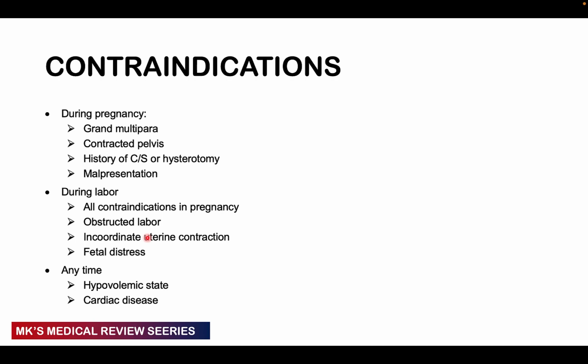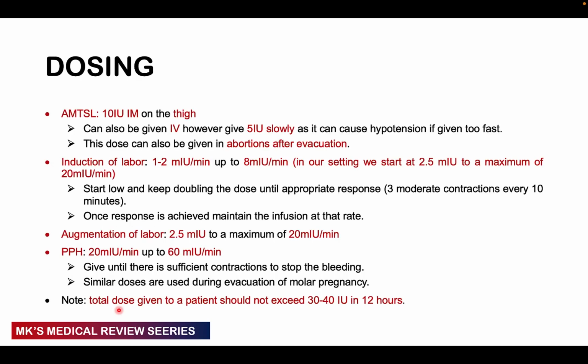You could have presence of molding, you could have caput that may form, you may even have the child passing fresh meconium. Then of course, at any time if they are hypovolemic or have a cardiac disease, oxytocin is relatively contraindicated. So what's the dosing that you need to remember?